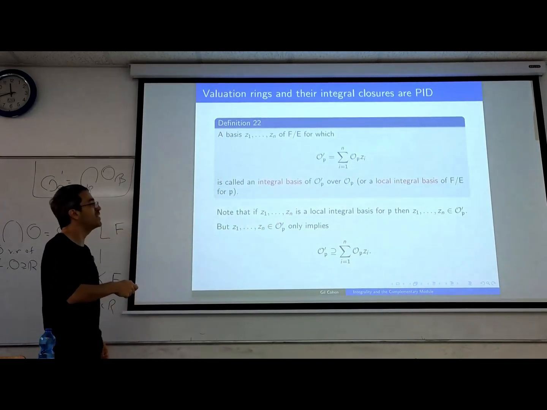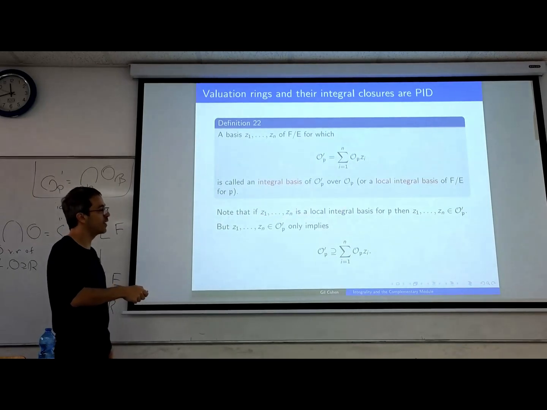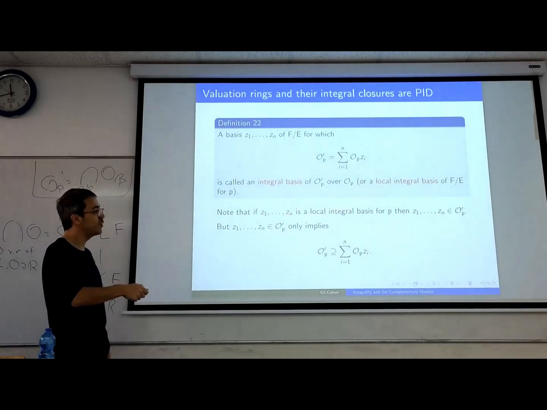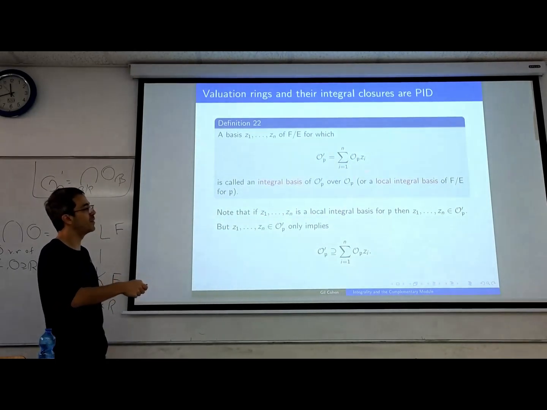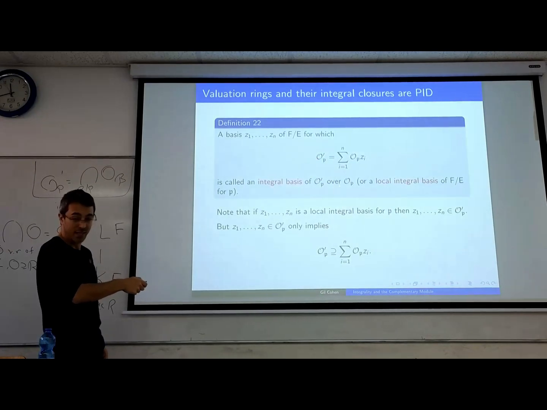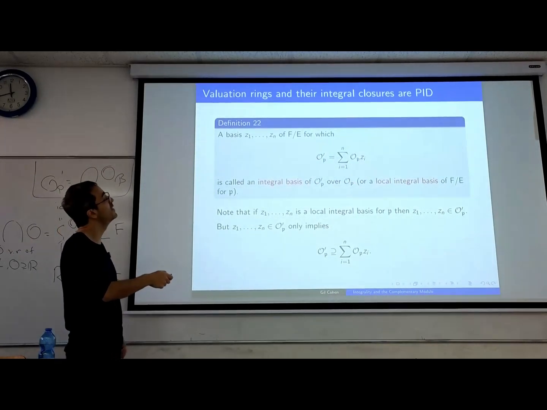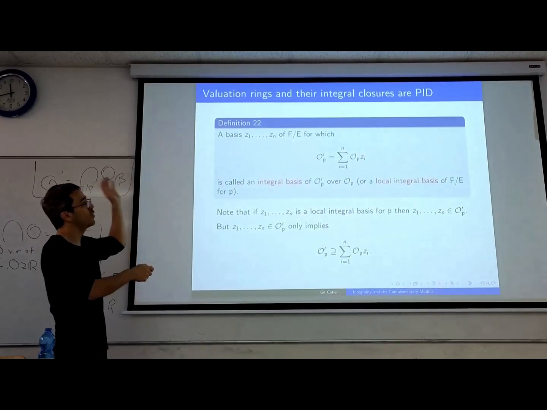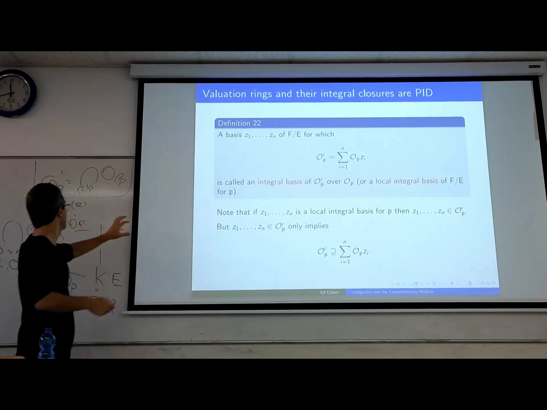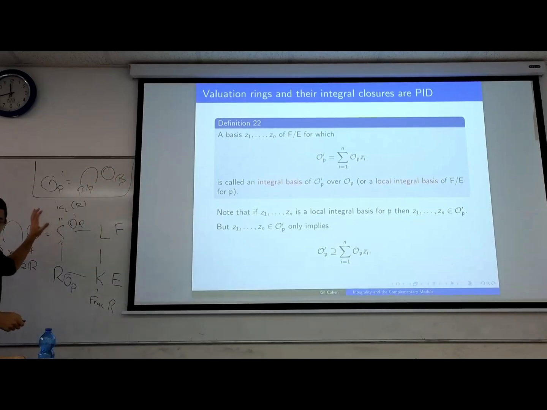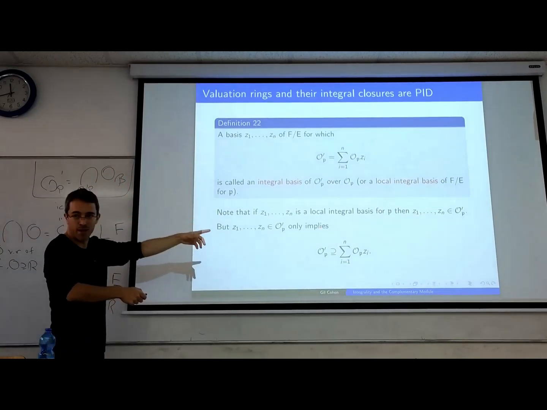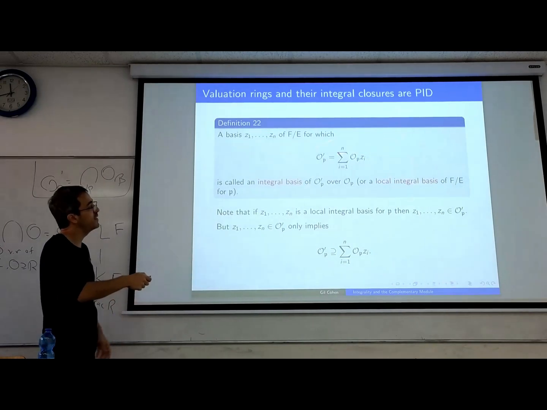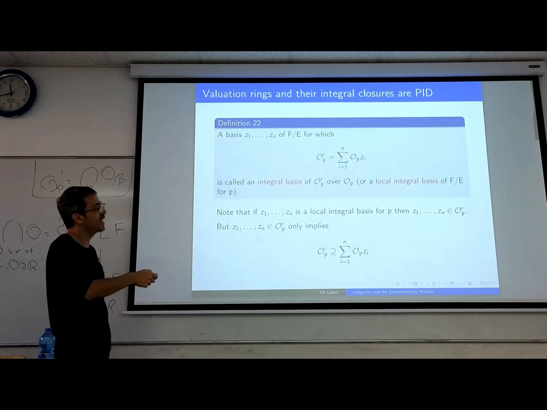No, actually I was right. So let's assume that the Z_i form a local integral basis. Then the first thing you can see from that is the Z_i, which potentially could come from the big F, the big world, not necessarily O_p, are actually coming from O'_p. I mean, if this happens, then the Z_i are coming from O'_p.